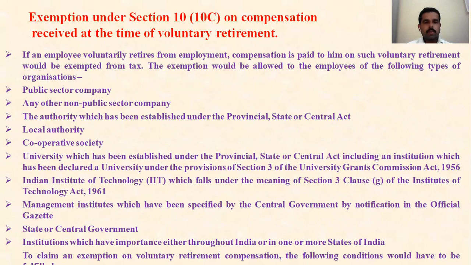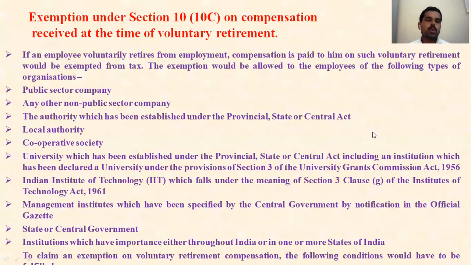IITs, which fall under the meaning of section 3 clause G of Institutes of Technology Act 1961. Management institutes which have been specified by the central government by notification in the official gazette, state or central government. Institutions which have importance either throughout India or in one or more states of India. To claim an exemption on voluntary retirement compensation, the following conditions would have to be met. These are the few organizations we have taken.